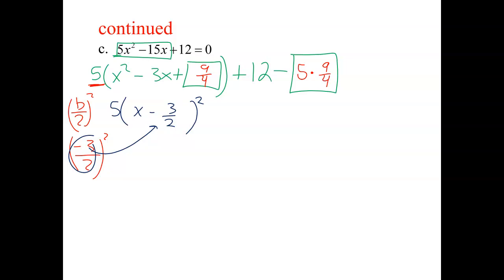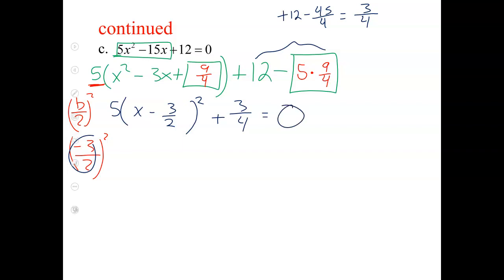So let's take this and simplify it. Positive 12 minus 45 over 4. Just 12 over 1. Common denominator. Okay, so I have plus 3 over 4. So now I have it in vertex form.